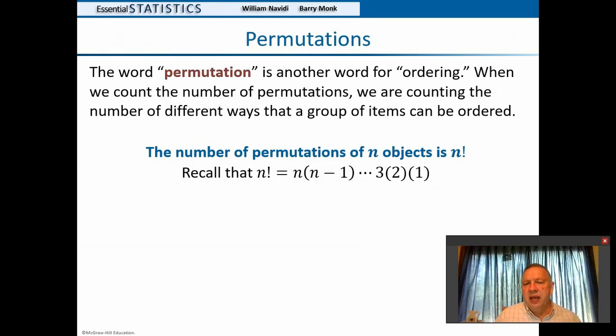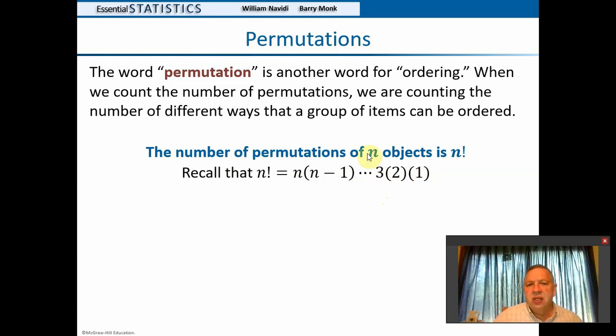So another thing that we're going to have to be able to calculate is the number of permutations. The word permutation is another word for ordering. So when we count the number of permutations, we are counting the number of different ways that a group of items can be ordered. Before, with the license plate numbers, it was 10 times 10 times 10. But if I can only use each of those numbers once, I would have 10 choices, and then once I've used that, I'd have to reduce it by 1. I'd only have 9 remaining, then 8 remaining, 7 remaining, all the way down to just the 1 remaining.